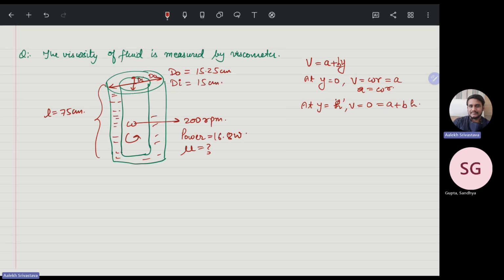So if you solve this, you will get a velocity distribution. If velocity is linear, suppose this is velocity v and it is distributed over distance h. So it is v by h.